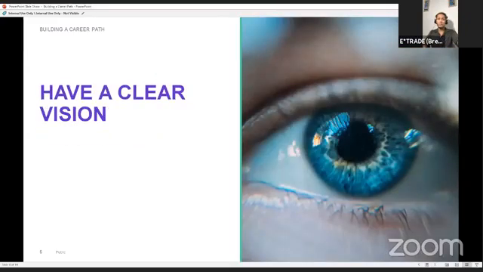Next would be have a clear vision. While purpose is the reason for your existence, vision is a picture of your future. Right now, let's just say you are at point A. What you need to envision next is how do you actually proceed to point B? From being a student, how do you land a job and in what field? The best way to predict your future really is to create it.